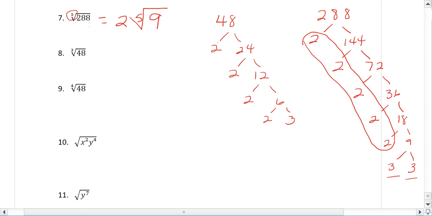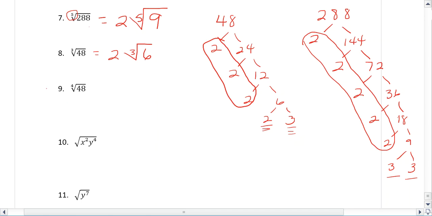Third root, so I'm looking for a group of 3. I find them. This 2 times 2 times 2 is 8. Anyway, the perfect cube is a 2, so that comes and lives out in front. And what's left behind is this 2 and this 3. And 2 times 3 is 6. So that's the simplified version for number 8.